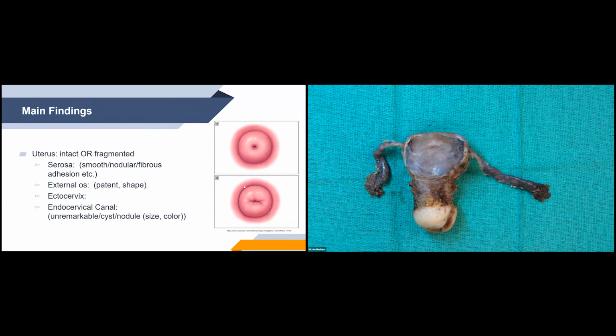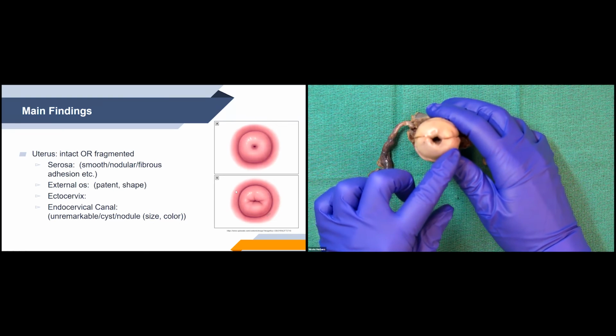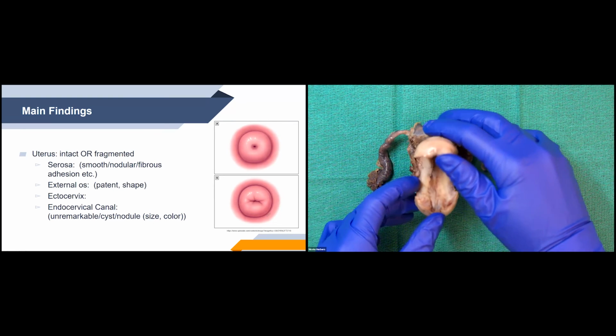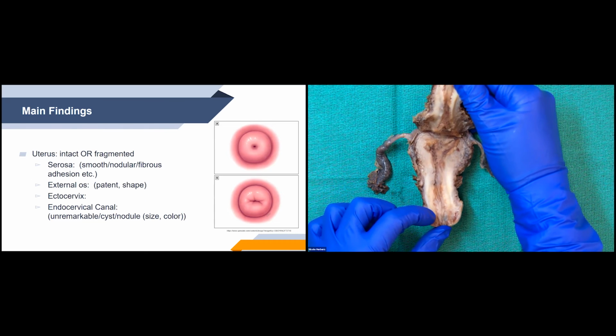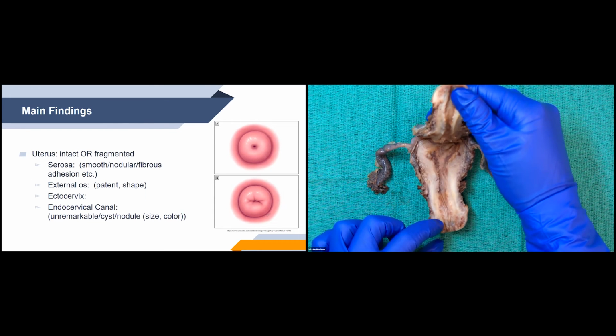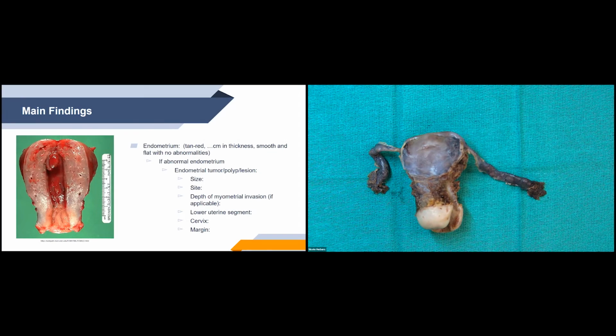So we'd also be wanting to talk about our ectocervix, so all here. And then our endocervical canal. So if there were any polyps or anything, we'd be mentioning that, or any cysts. Our main findings continuing will be the endometrium.